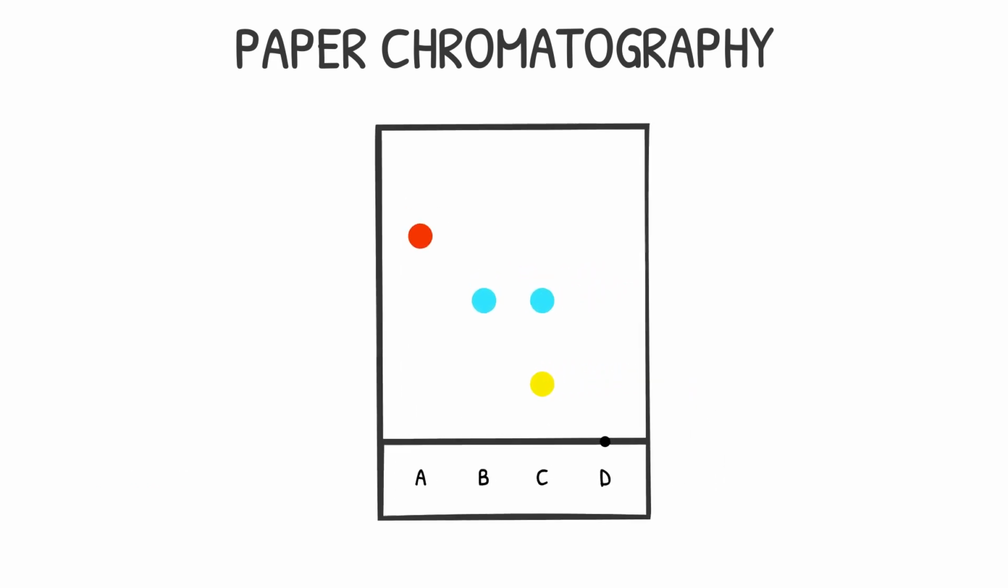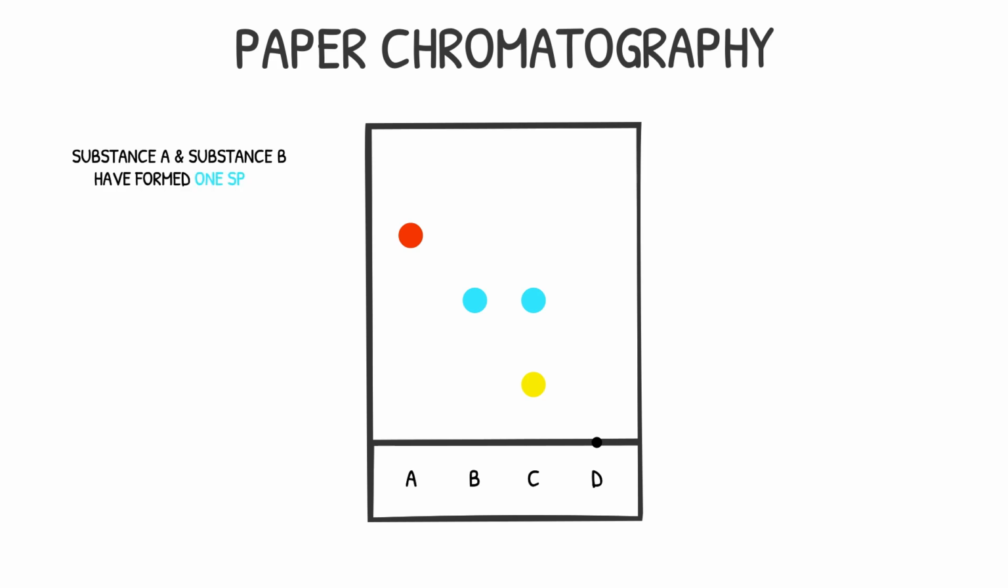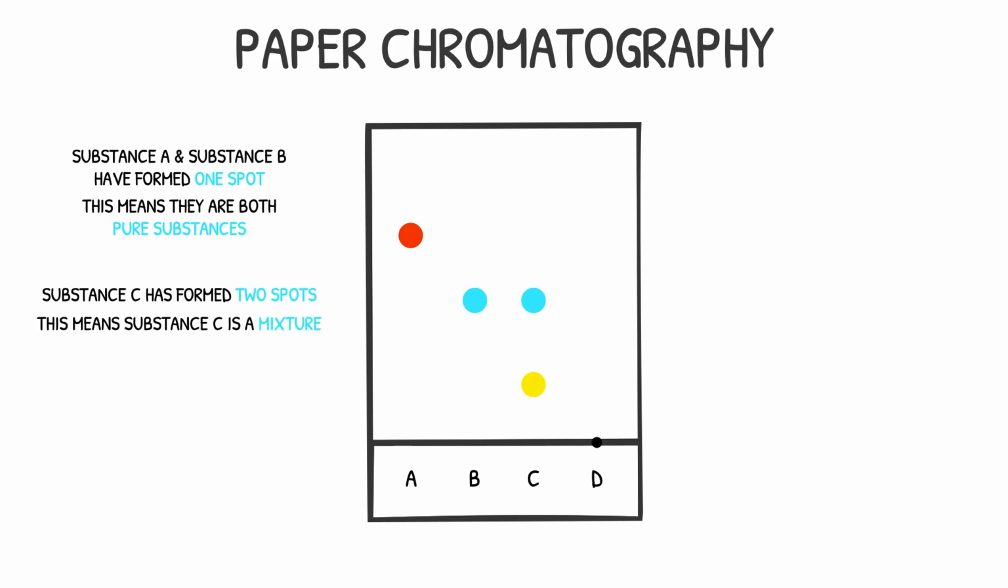On this particular chromatogram, substances A and B have both separated into one spot. When a substance separates into one spot, this means it contains only one substance, and so it is a pure substance. In contrast, substance C has separated into two spots. When a substance separates into two or more spots, this means it contains two or more substances, and so it is a mixture.